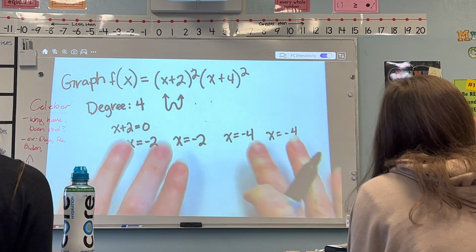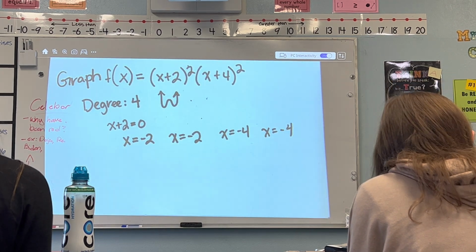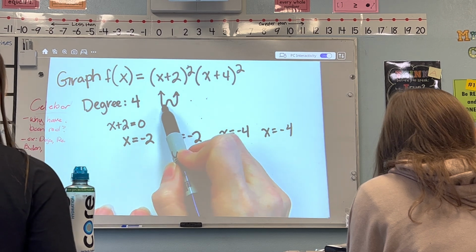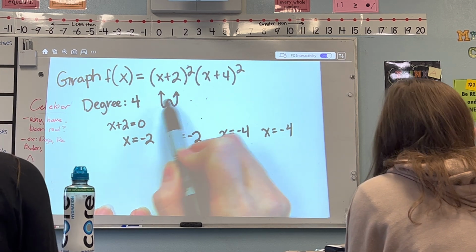So what's happening at these 2 places? It's bouncing. Good. So it looks like it's probably gonna bounce there and there. That'll be the -2 and the -4.